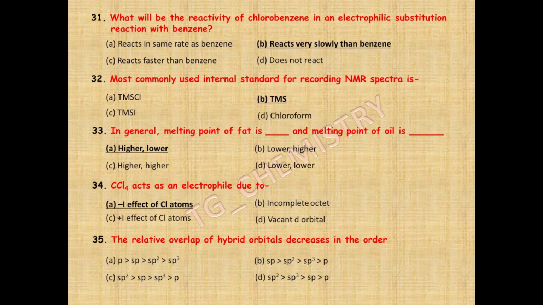The relative overlap of hybrid orbitals increases in the order. Now we know that in sp hybrid orbital it is 50% of s orbital and 50% of p orbital. So the overlap is maximum in sp orbital. So option B should be the right answer, where it is in the order of decreasing from sp to p orbital. So option B is the right answer for this question.